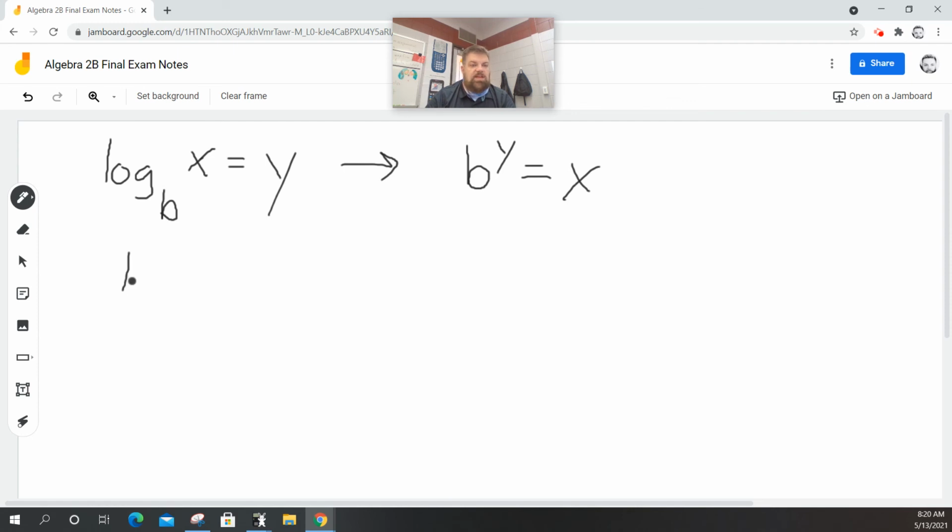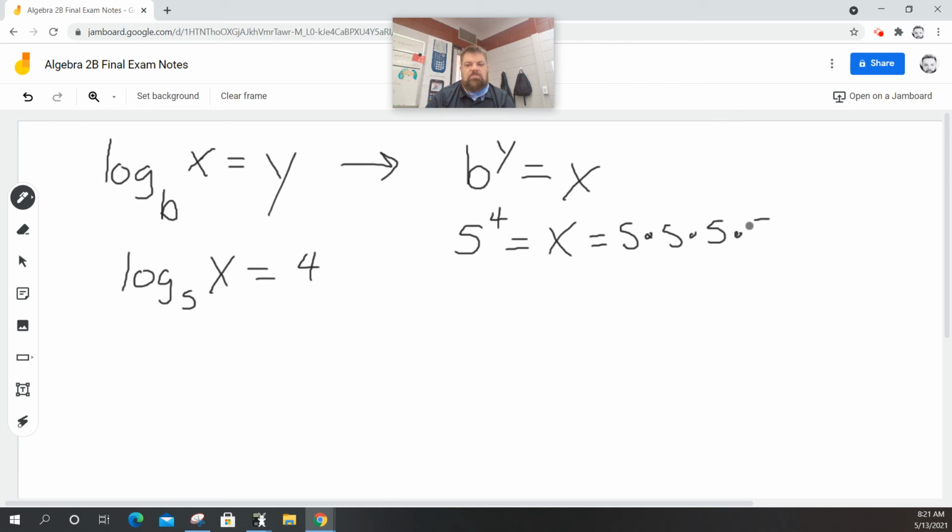So if I say something like, what is the log base 5 of x that equals 4? Well, my b term is 5 raised to the 4, and that equals x. And then that's the same as 5 times 5 times 5 times 5, which is just equal to 625.